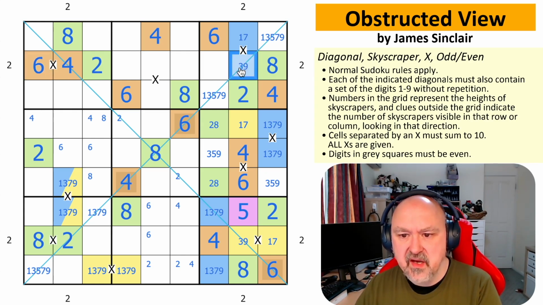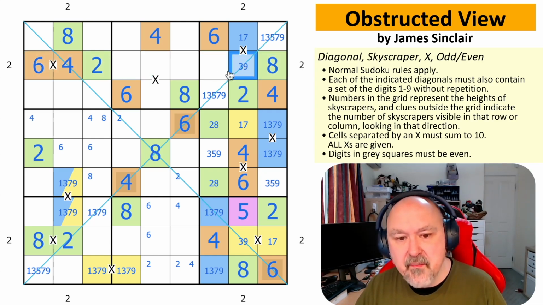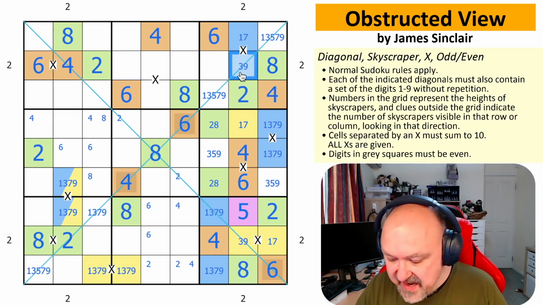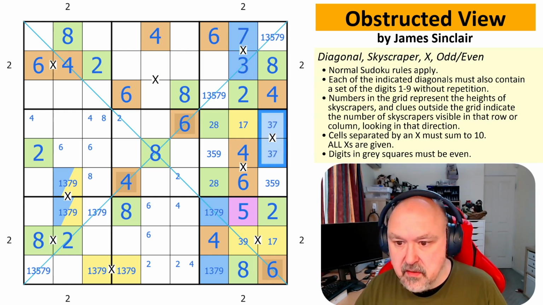If this is a 9, where do I put the 7? If it's the same thing. If I make this a 9, I've got to put a 7 in here and I'm going to end up with 6, 7, 9. This has to be the 3. This is the 7. And now I know blue is 3, 7.